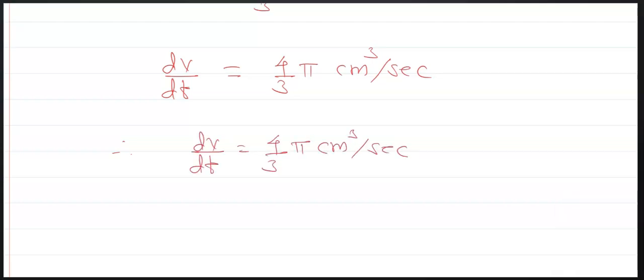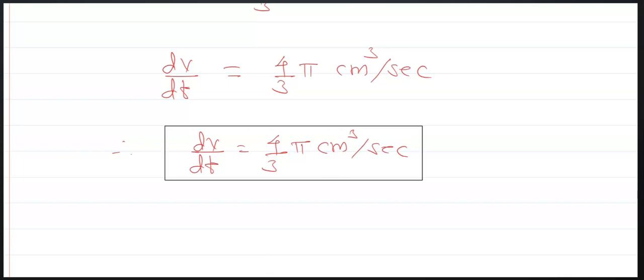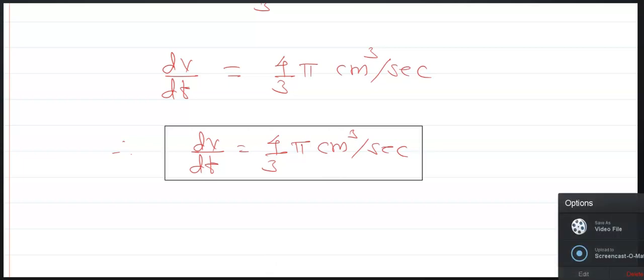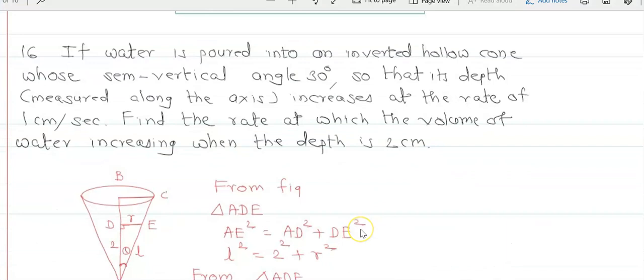I will again explain. Now see this here again. If the water is poured into an inverted cone whose semi-vertical angle is 30 degrees so that its depth measured along the axis increases at the rate of 1 centimeter per second, find the rate at which the volume of the water increases when the depth is 2 centimeter.